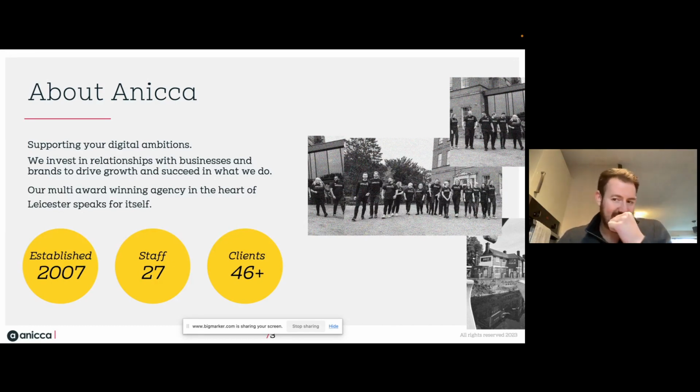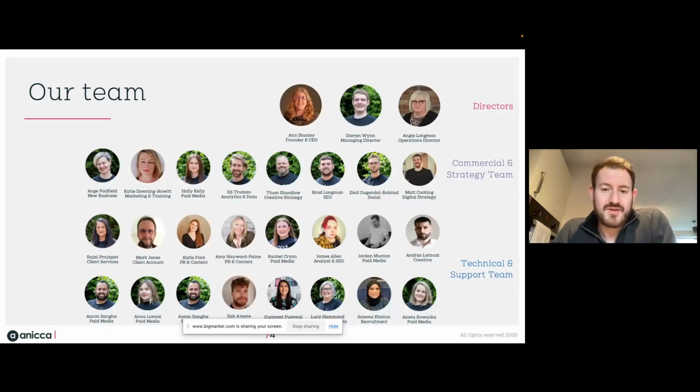A little bit about our team. So as you all know, probably, Anne Stanley is the founder and CEO, and then we've got Darren as the managing director and Angie as our operations director. You can see the whole team there, full transparency in terms of who we are and what we do.